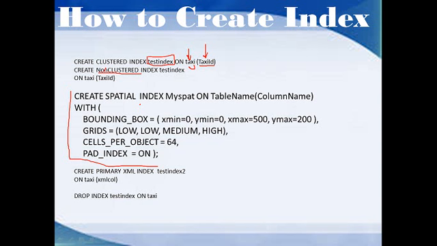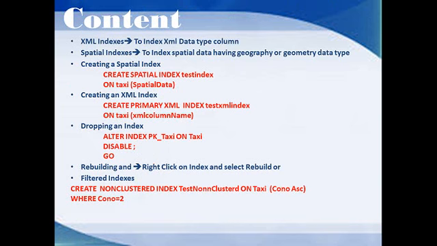Before we have a spatial index, a given column should have a geography or geometry data type. Before we have an XML index, a given column should have an XML data type. Okay. The other one is actually, as you can see here, there are different examples that we can see.